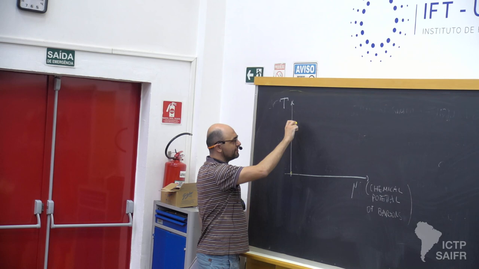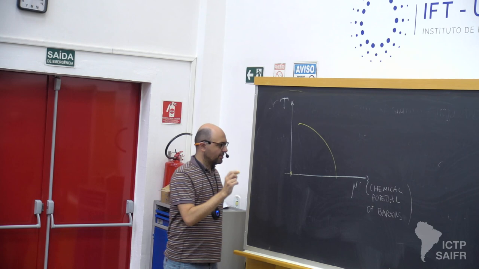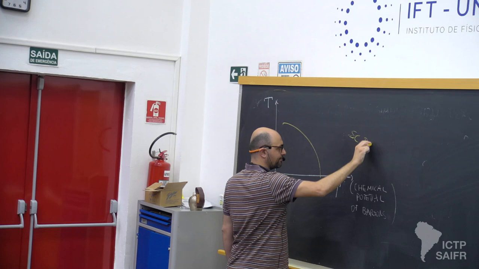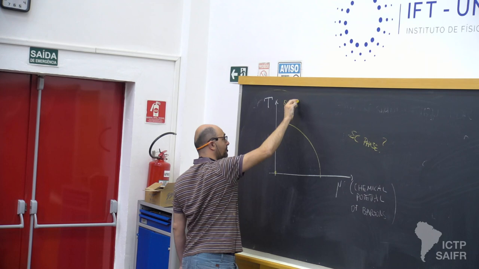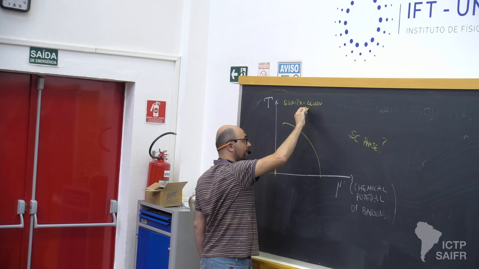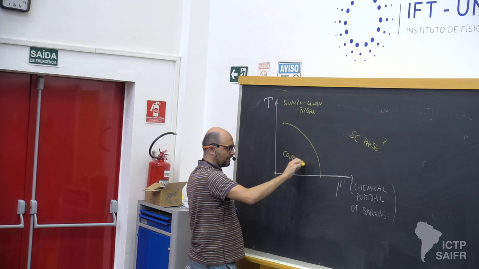And the structure of the phase diagram is as follows. Now I will tell you what we really know and what is more conjectured. So here there might be superconducting phases, but it's not known. Here there is what is called quark gluon plasma. This phase is confined. And here there might be other phases. People don't know, really.